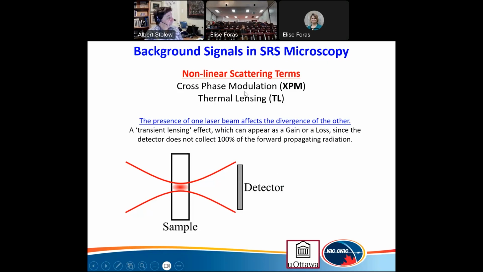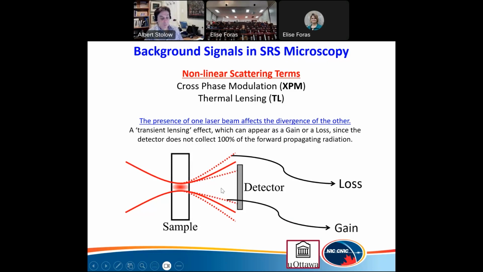So if there's a lens effect by one laser beam that affects the propagation of the other, if the lens is negative, meaning that the light is more diverging, then less light will fall on your detector when the induced lens is there, and this will look like a loss. On the other hand, if the lens was positive, it will be like a little bit more focusing and more light will fall on the detector, and this will look like a gain. So these transient lens effects, these nonlinear scattering terms, can also appear as a modulated signal, but these are not Raman processes. These are non-resonant.